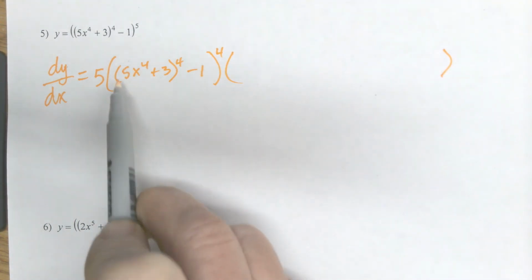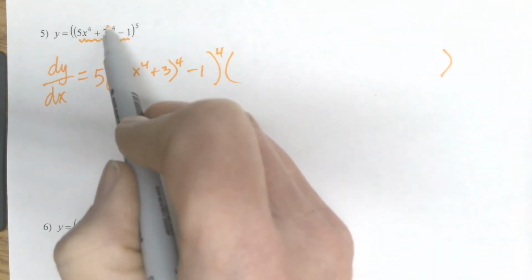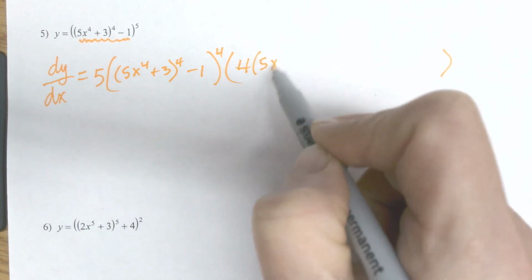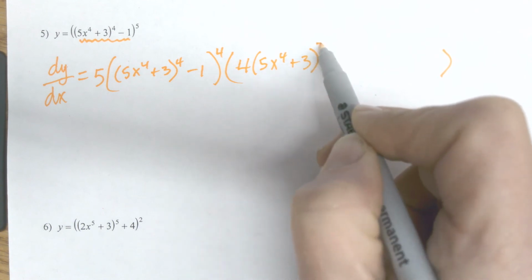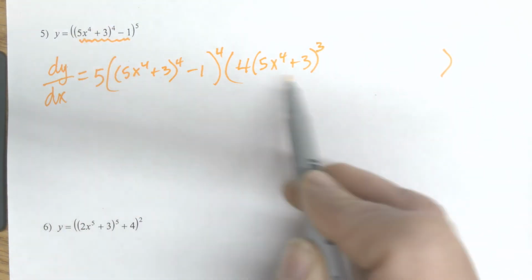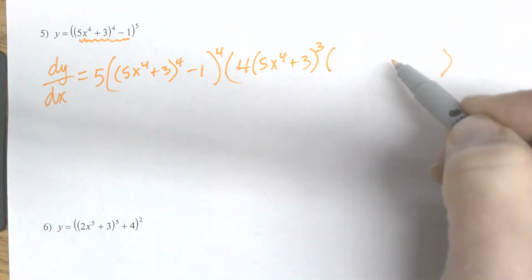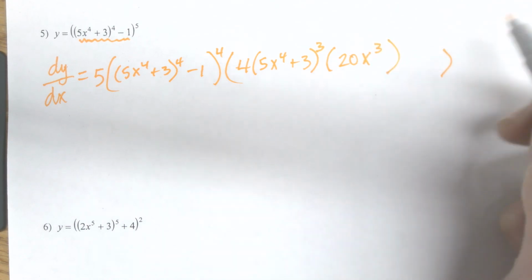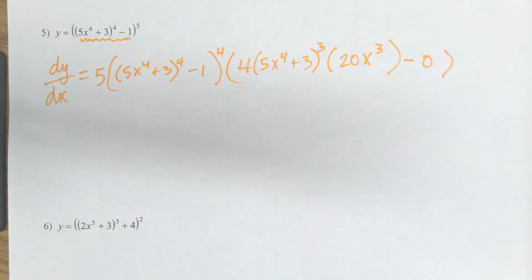So the derivative of the inside, the derivative of this piece. So the derivative of that piece is 4 times 5x to the 4th plus 3 raised to the 3rd power. So I brought the power down, left the inside as is. Now I do the derivative of the inside. So that's 20x cubed. And then minus the derivative of 1 is 0. Do I have to write the 0? Of course not. But that's the derivative of one part.